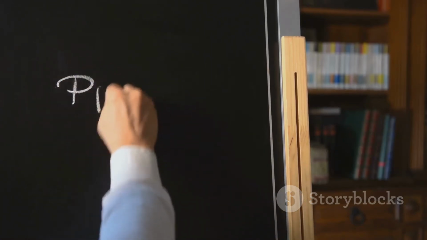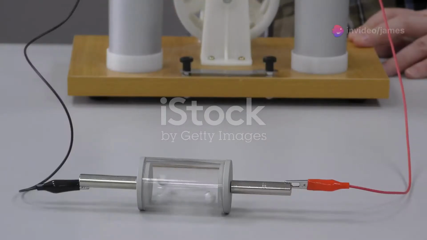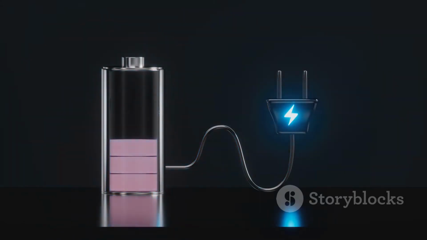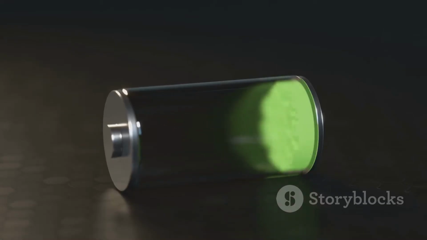Let's break down that formula and see what each part means. First up, we have the charges, represented by Q1 and Q2. These charges are measured in a unit called coulombs, C. Think of coulombs like buckets of electric charge. A bigger bucket means a stronger charge.